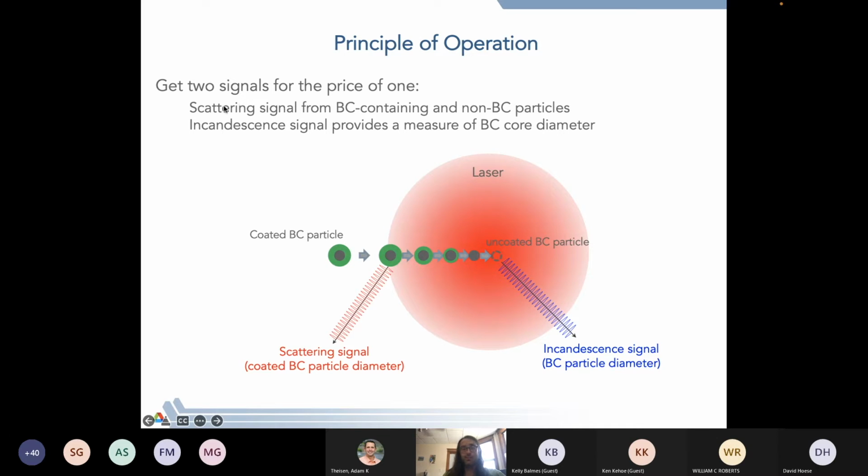We have a scattering signal for black carbon containing and non-black carbon particles, and this will get you the diameter of those particles. The incandescent signal happens basically when the particle comes into the laser and the coating evaporates off, but then the bottom part lights up, and that's when you get the incandescent signal, where you get the black carbon. What you can get there is the amount of coating on the black carbon particle, as well as the mass of the black carbon after the coating has evaporated off of the particle.